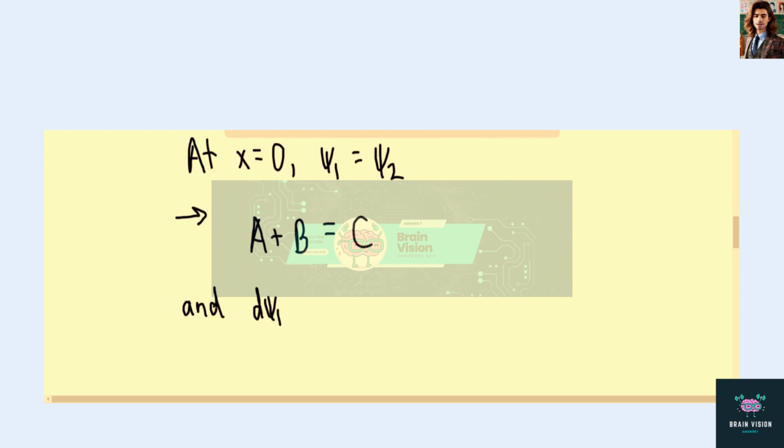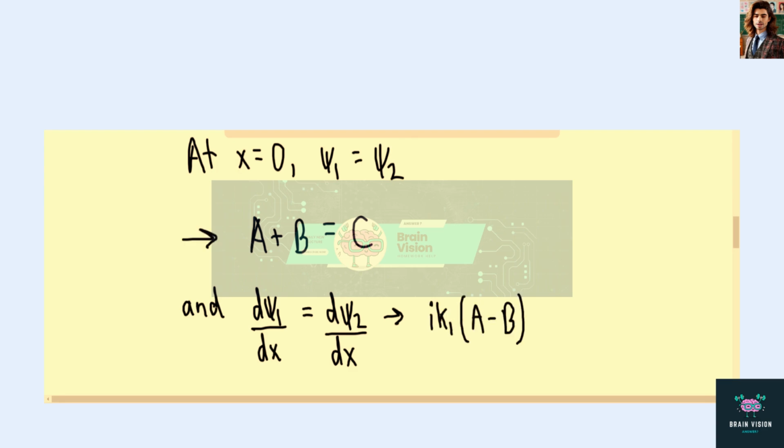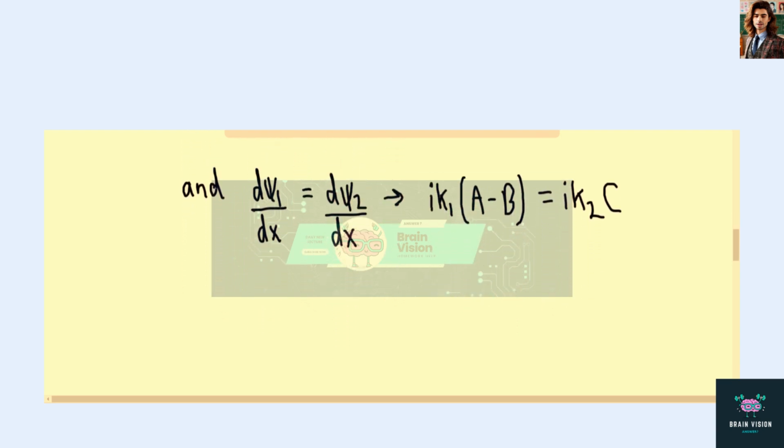We also have the other condition that the derivatives have to be equal. When you take their first derivatives and set x equal to 0, you obtain the condition that ik1 times (a minus b) is equal to ik2 times c. That's simply from taking only a first derivative. You don't have to worry about the second derivative.